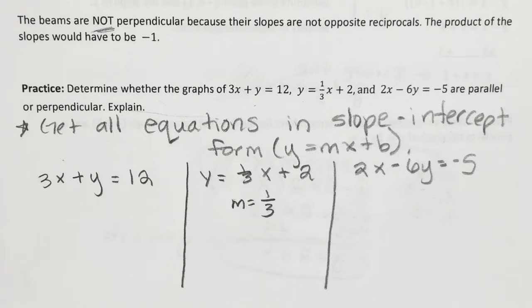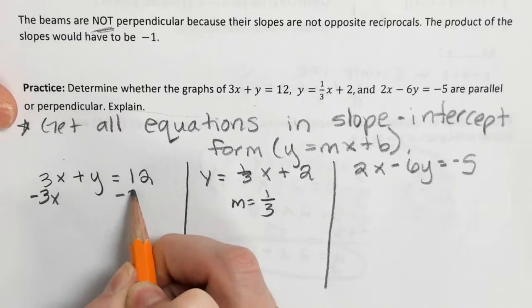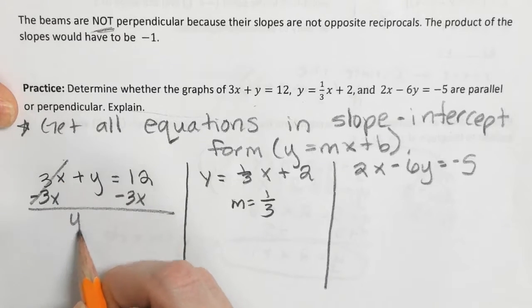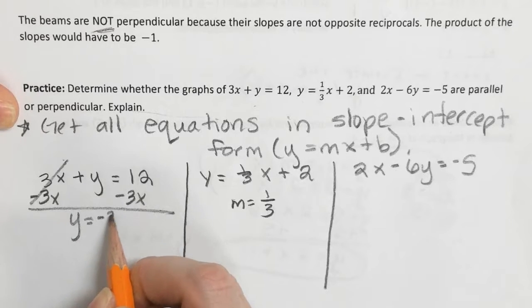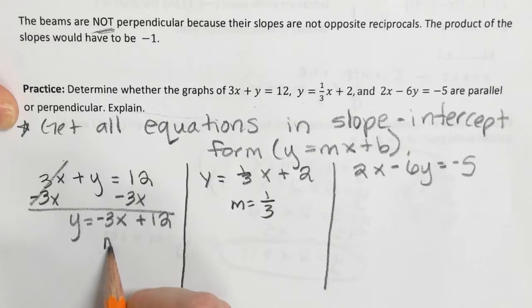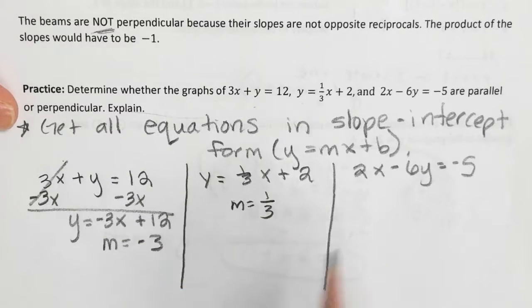Okay, so the first one, to get it in slope-intercept form, what do I need to do? Good. So y is equal to, make sure you write the term with the x first, negative 3x plus 12. So in this problem, m is equal to negative 3.